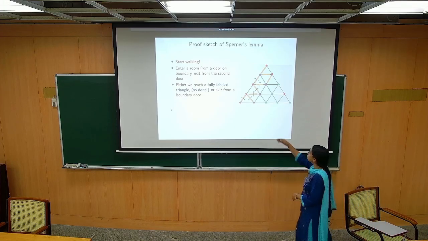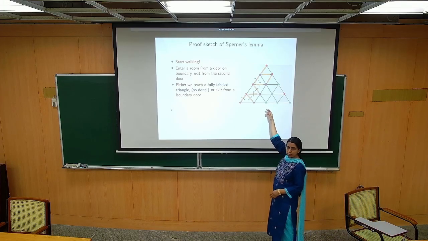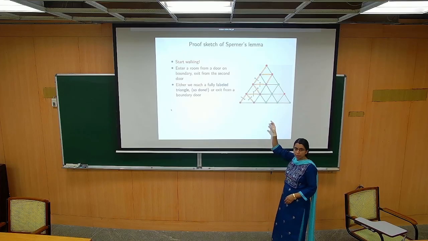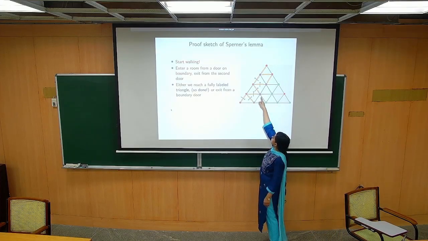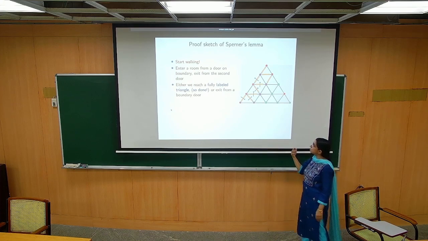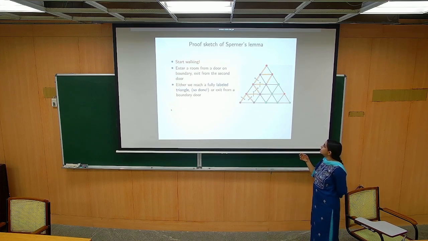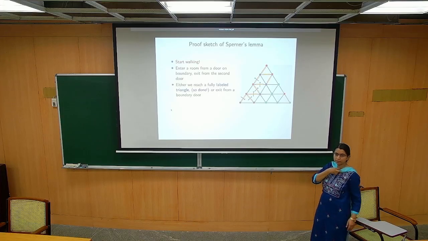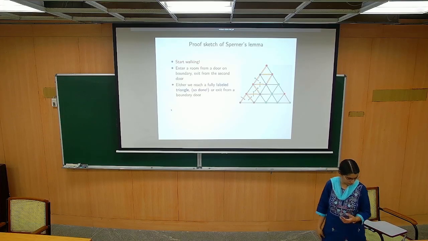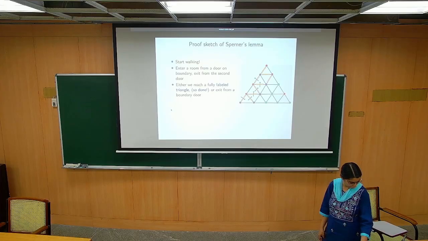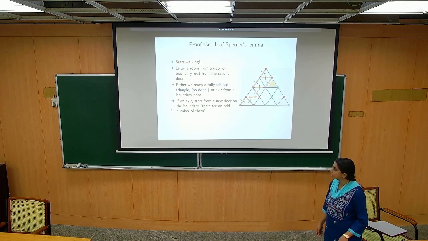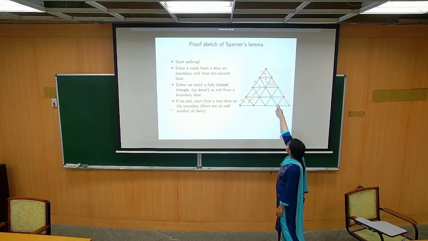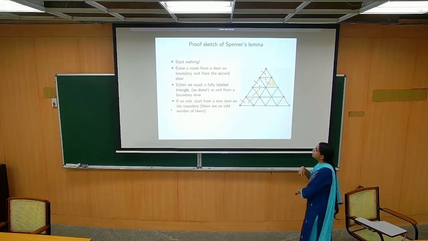So when we use 1 for entry, we use another for exit, but this only consumes an even number of doors on the boundary. So this we use for entry, then that one we use for exit. But what we showed was that there are always an odd number of them. So we will always have yet another door left for entry. So again start from a new door on the boundary, and there are an odd number of them. So here we can enter again from the leftover door, and then finally we reach a fully labeled triangle.